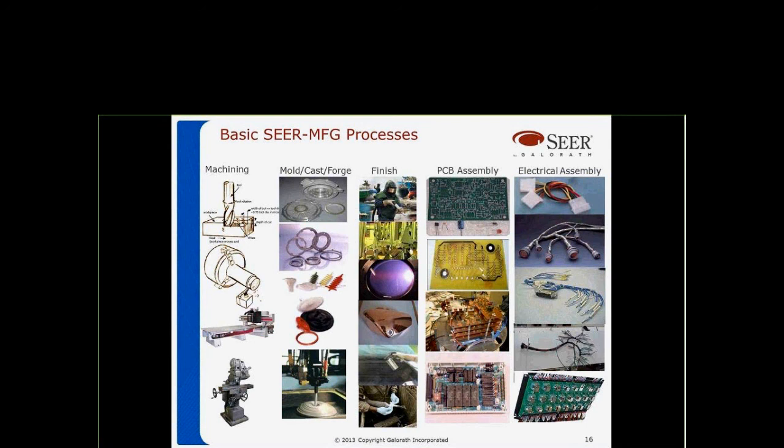The electrical assembly is for cables and harnesses. You can do a wire-by-wire estimate on a cable assembly.